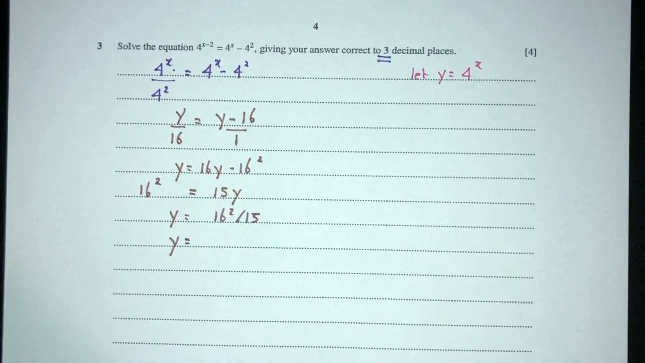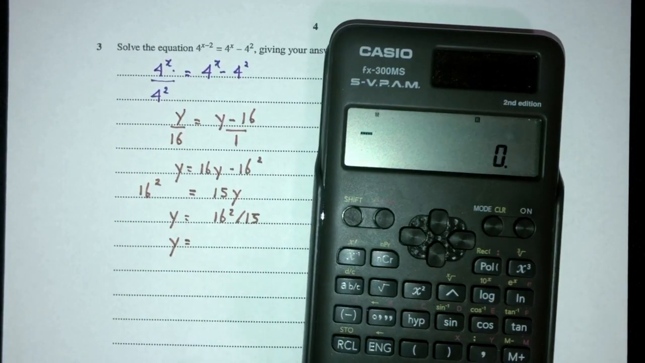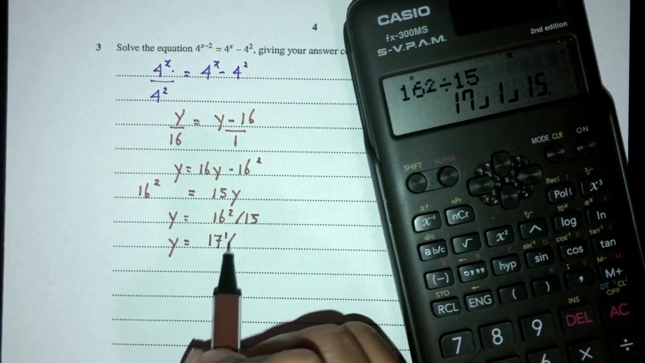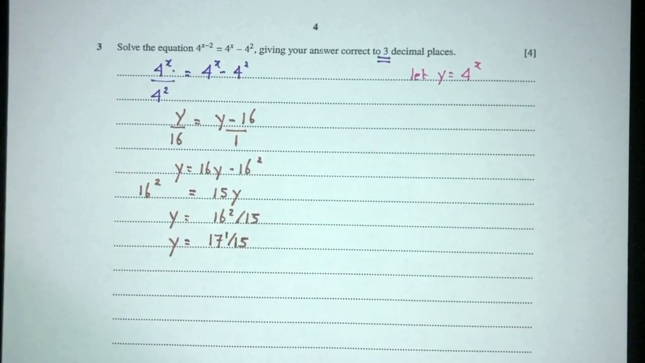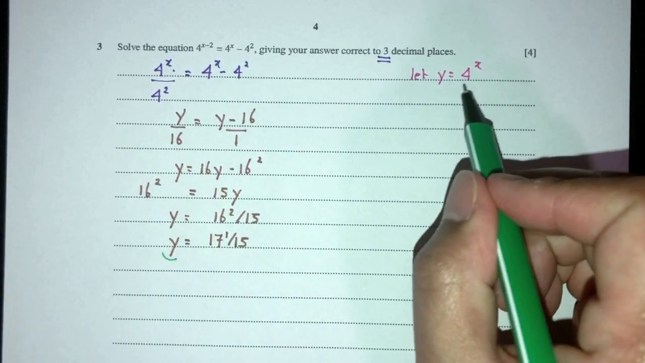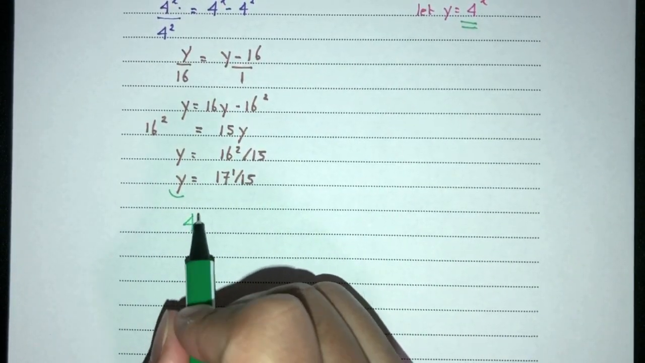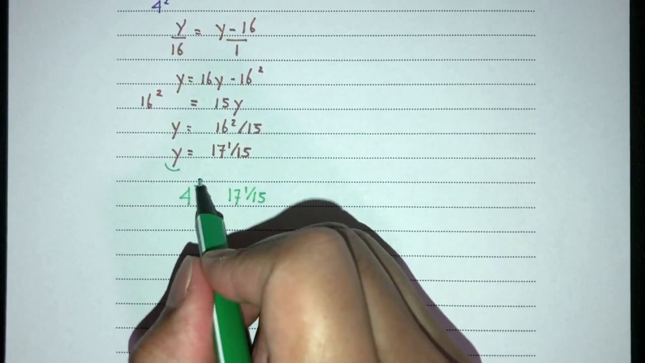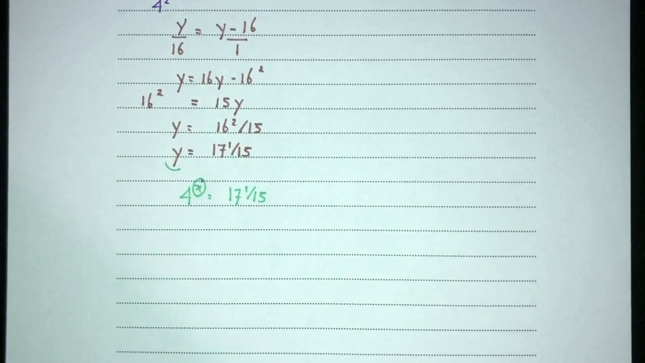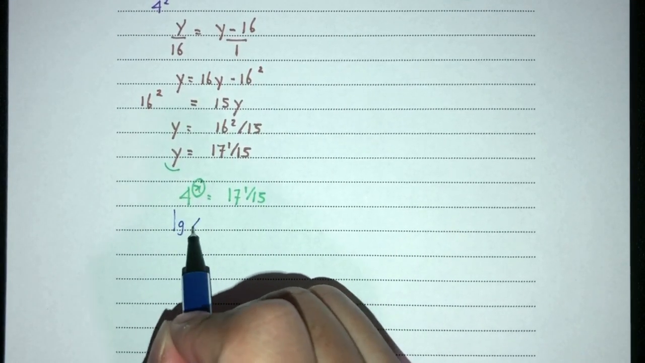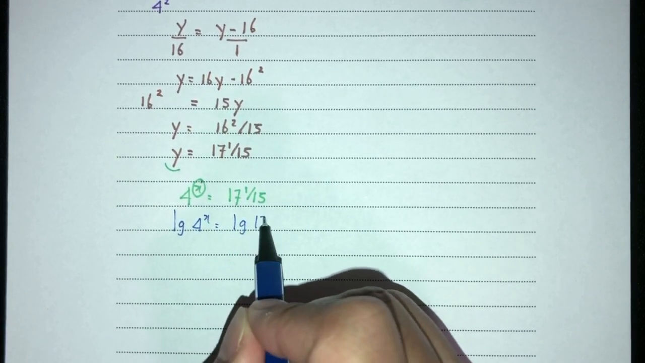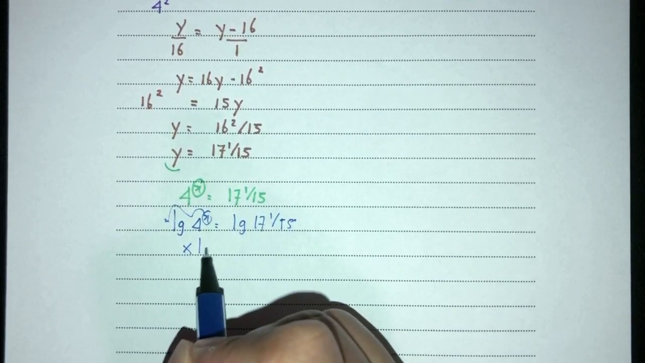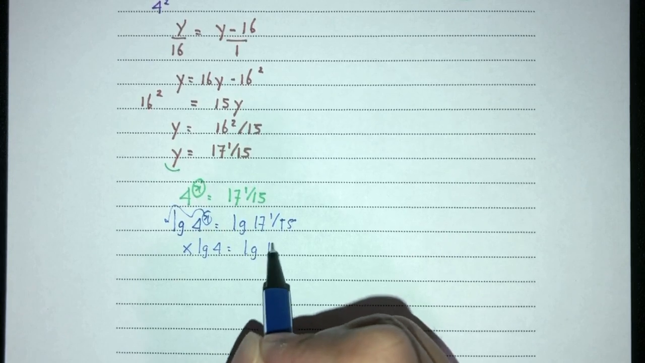Let's find out the value. So 16 squared divided by 15 should be 17 1 over 15. Now finally, we do understand we're not trying to find y, we're trying to find the value of x, so bring this back. So you have 4 power x is 17 1 over 15. Now to bring the power down, we have to apply log on both sides. That should become log of 4 power x is equal to log of 17 1 over 15. Now bring this down, that should become x log of 4 equals log of 17 1 over 15.